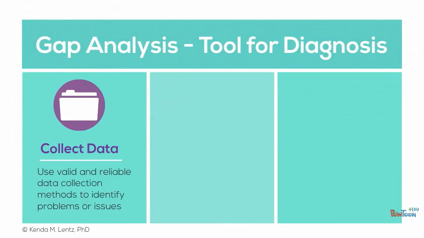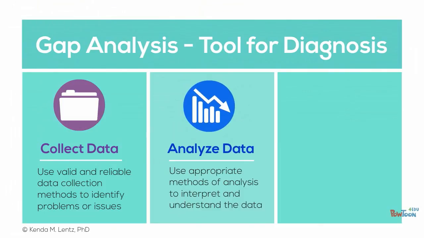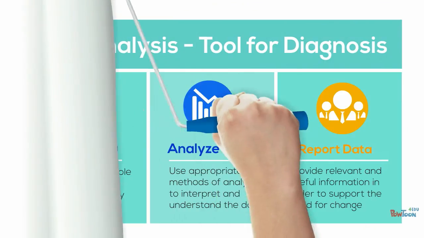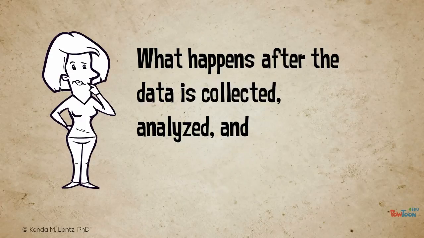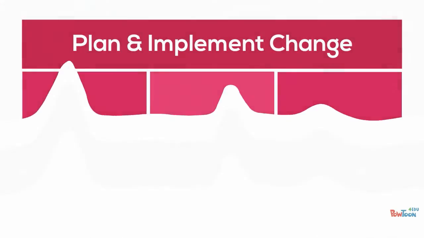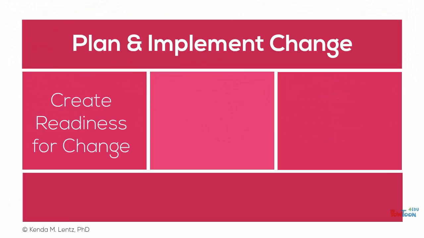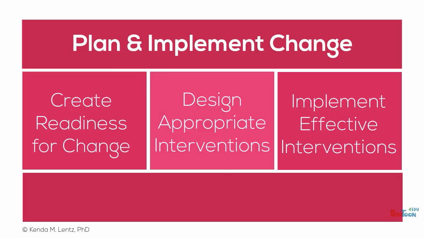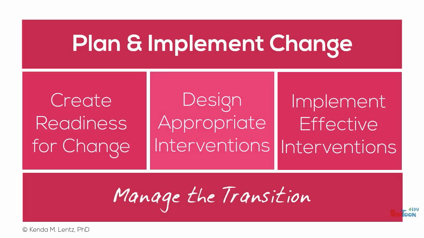The first step in a gap analysis is to collect data related to the problem. The second step is to analyze and interpret the data. And the third step is to share the data with the organization in the form of useful information that will support the need for change. So what happens after the data is collected, analyzed, and reported? At this point, you'll work with the organization to ensure that there is a readiness for change. Then you'll want to create a plan for designing and implementing effective interventions. Remember throughout this process that your plan should also address how to manage the transition from the current misaligned state to the realigned state with the desired future.